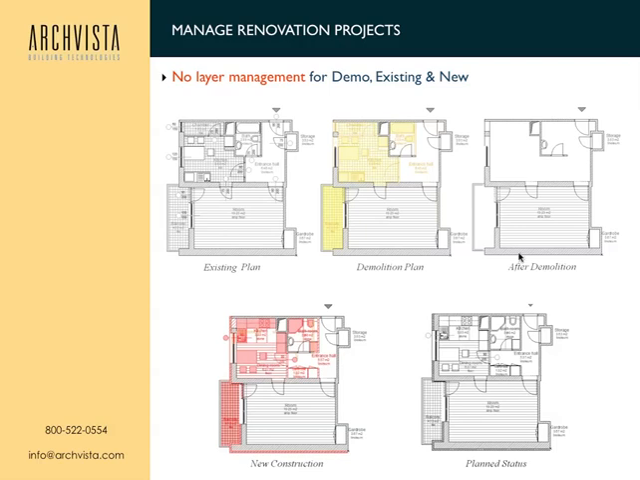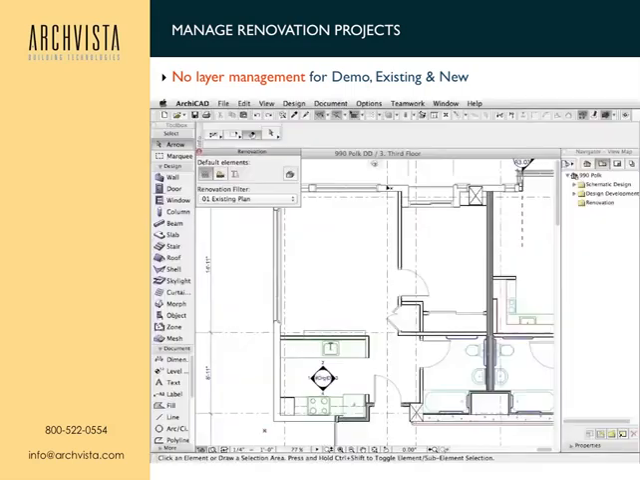So for example, our existing plan might look like this. Our demolition plan changes maybe some colors. After demolition, some information goes away. New construction shows you with different colors, perhaps different line types. And then the plan status changes to what that would show in the end. It allows us to really change the way the information looks based not upon layers, but based upon model view information. So here's how it works.